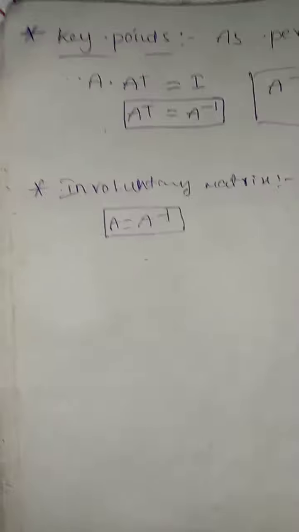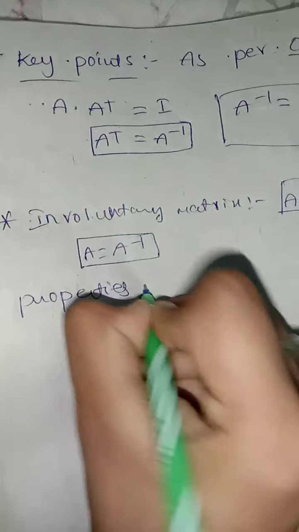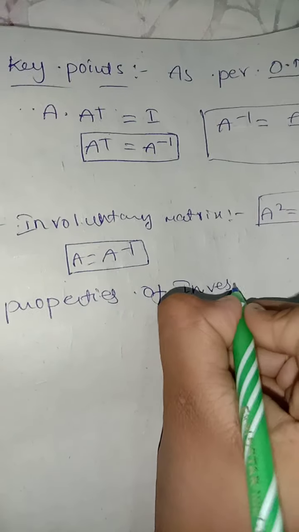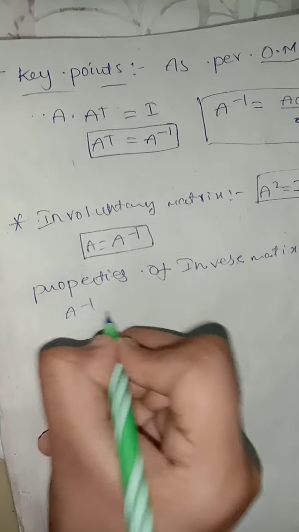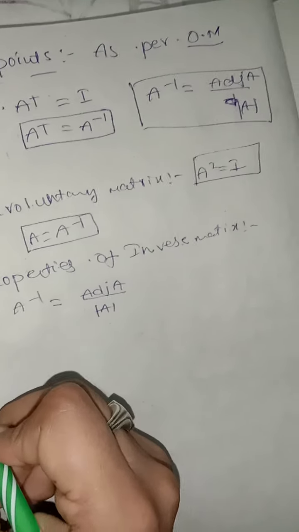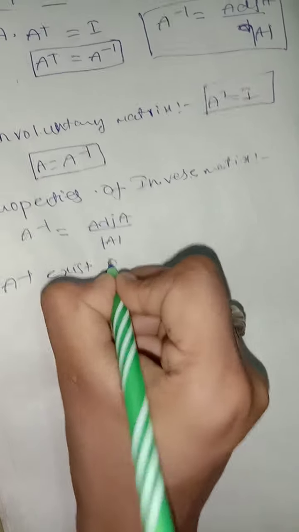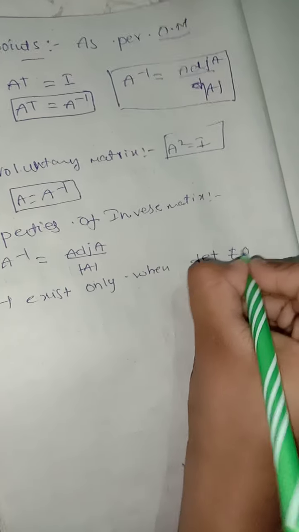Okay. Now I can talk about the properties. Some of the properties of inverse matrix. Okay, I told you that A inverse equals adjoint of A by det A. The inverse exists only when det is not equal to 0.